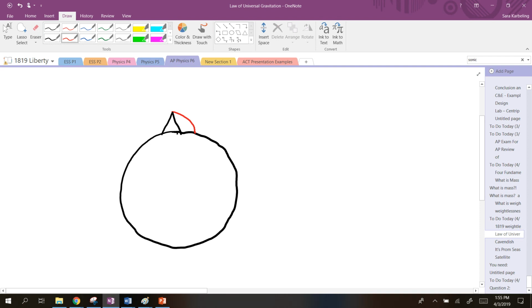Okay? Now I'm going to take that apple or that cannonball or whatever, and I'm going to throw it a little bit harder. What's going to happen to it? It's going to go further. We did this before. This is just projectile motion, right? He was not the first person to figure this out. I want to make that very clear. So I'm going to throw it a little bit harder. Here it goes. It's going to fall down.